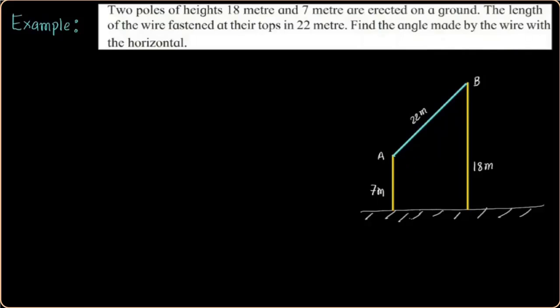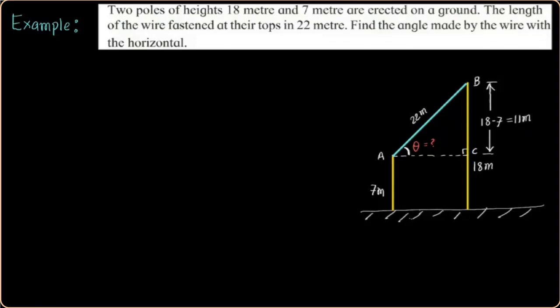If I draw this line, this is the horizontal line, so we have to calculate this angle, that is theta. This is basically the angle of elevation, and we have to calculate its value. This is B, this is A, and let me call this point C. Now if you look at the diagram, it is very clear that this distance from here to here is going to be 18 minus 7. From geometry itself, it is clear. This is 18 minus 7, which is equal to 11 meters.